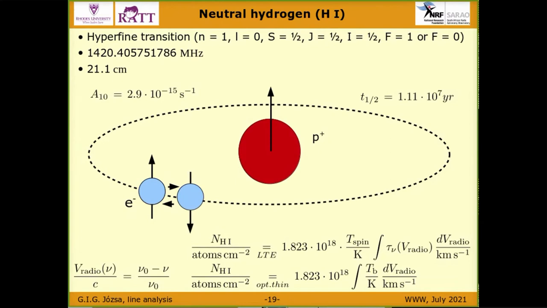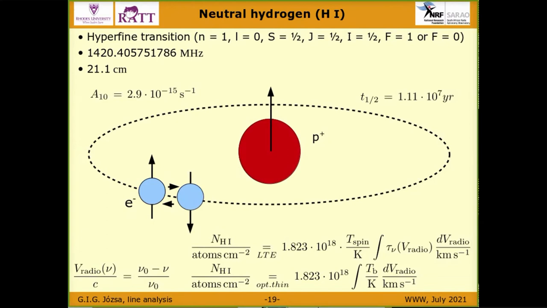Now, the Einstein coefficient, so the probability of this transition, is very low, which gives a half-life of 1.11 times 10 to the seventh years. So if you have a set of hydrogen atoms in an excited state, then it takes 10 to the seventh years until half of them have made the spin flip. And that's a very long time, so the probability is low, which actually is the cause for the very sharp natural line width of this line that I gave above.